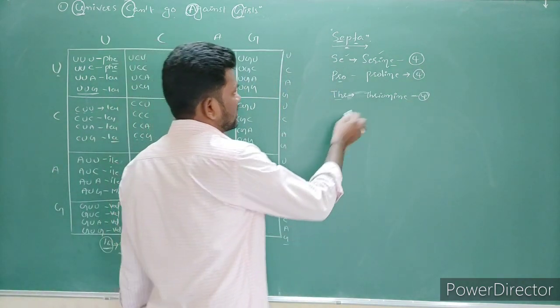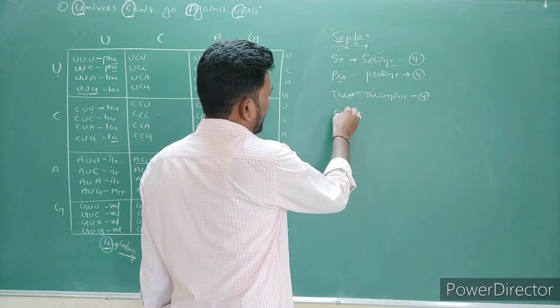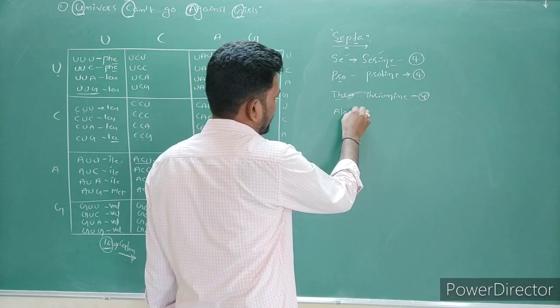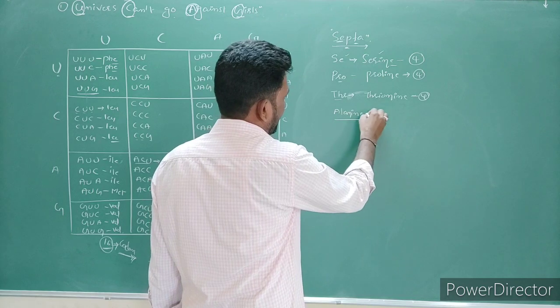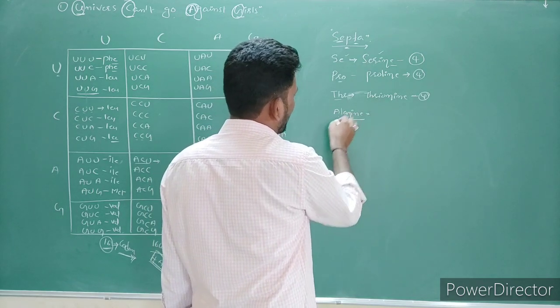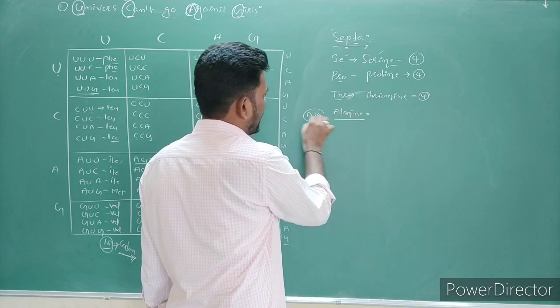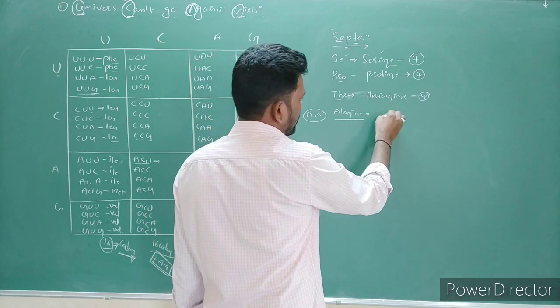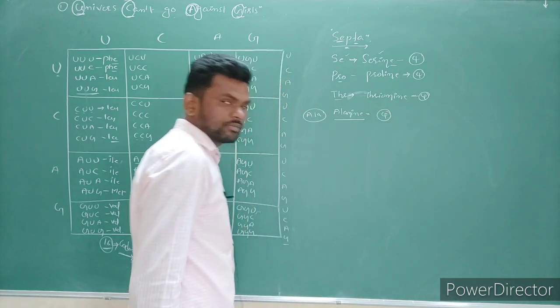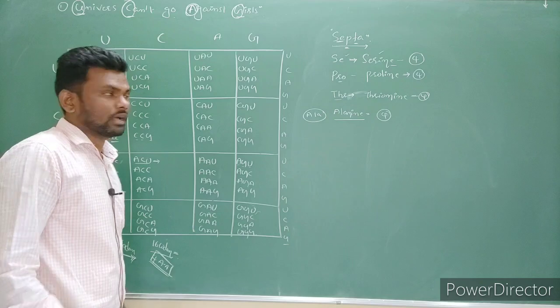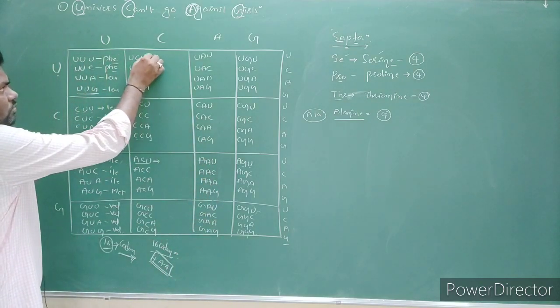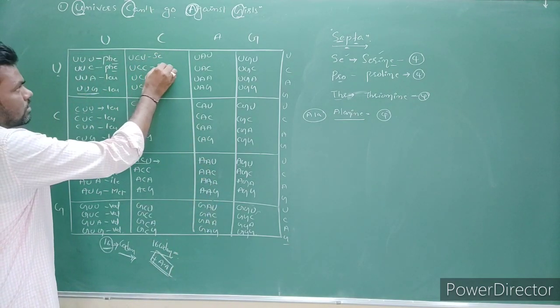And the last one is A, alanine. Okay, the code is ALA, alanine, 4 codons. Simple. Here, the first 4 column is SER.